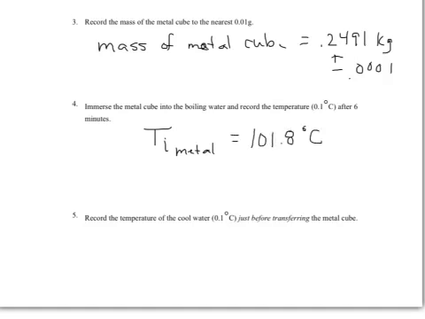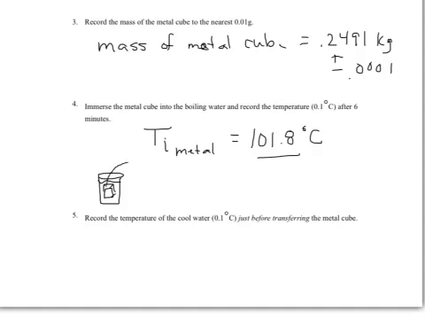Now there's error within our measuring devices. There's different boiling temperatures at different elevations, and so to have it not exactly 100 is fine. Then we are going to take this metal cube from the hot boiling water with an assumed temperature of 101.8. If the boiling water is at 101.8 and the metal cube has been sitting in there for 6 minutes, we are going to assume that the metal cube has the same temperature.